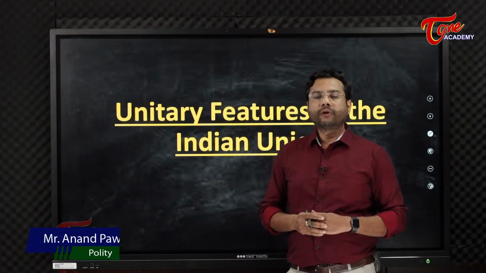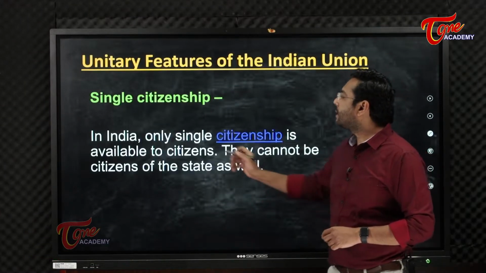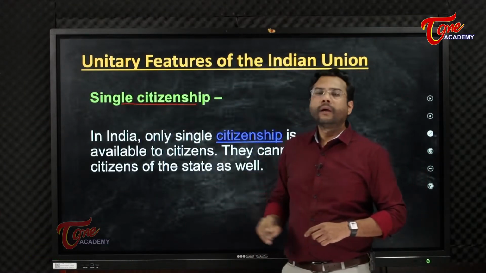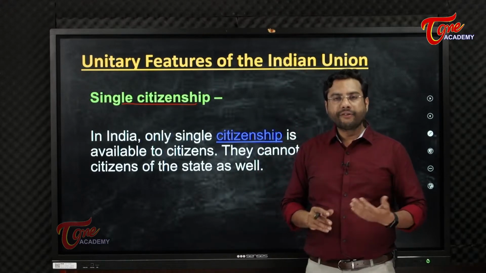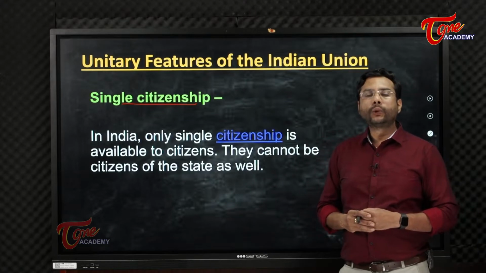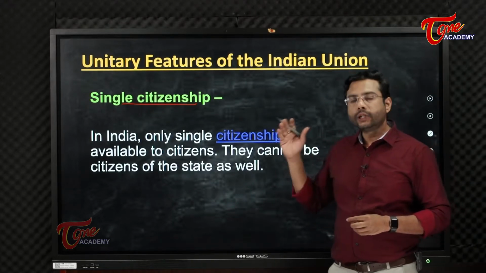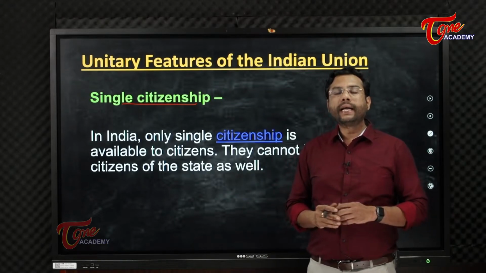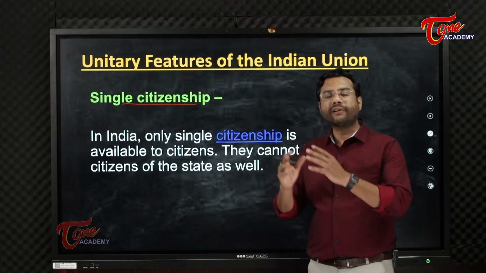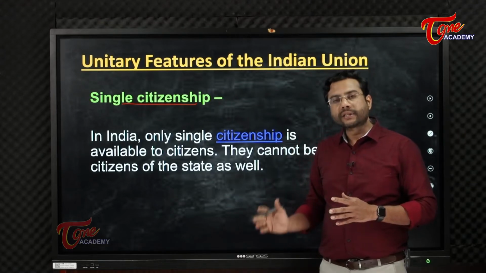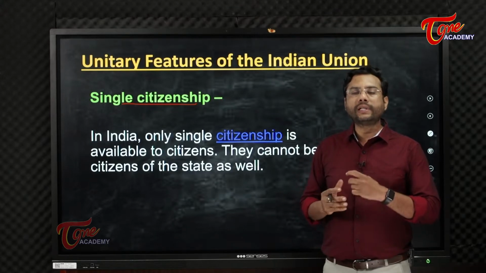Today's class, we would be discussing the unitary features. This is another important concept. We do not have dual citizenship. When we say characteristic features of federalism, dual citizenship is the feature of federalism. In United States of America, they have dual citizenship. The citizens have dual citizenship. One is a federal citizenship, and for states also they have another citizenship. So, they have dual citizenship.